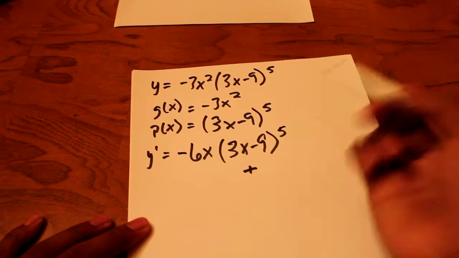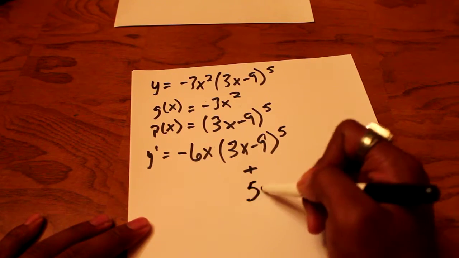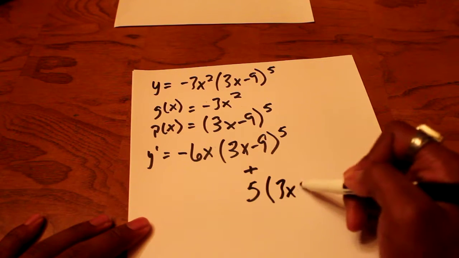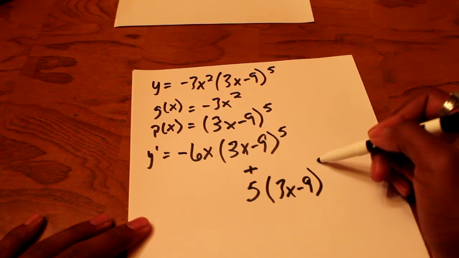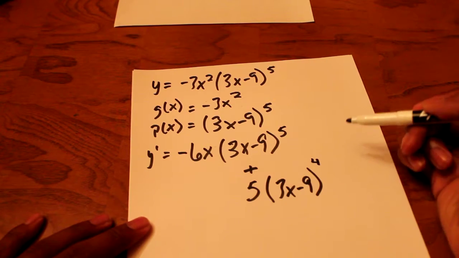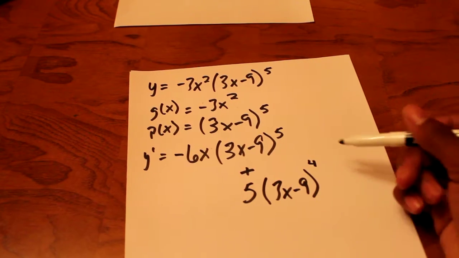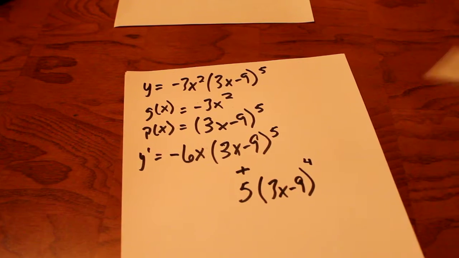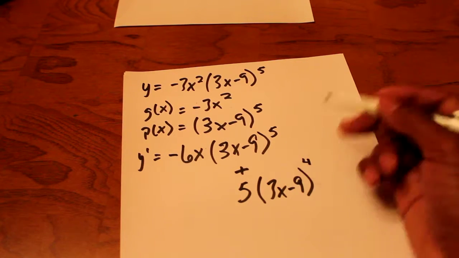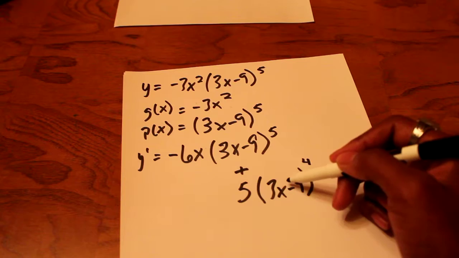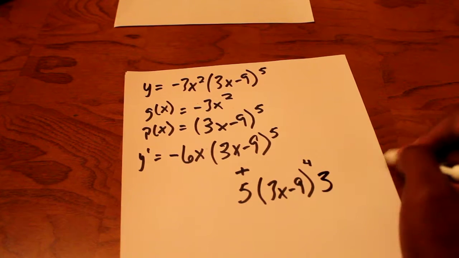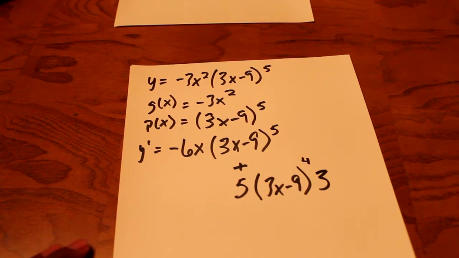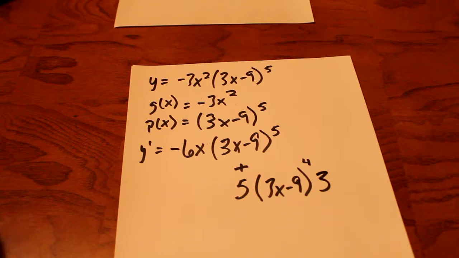So we're going to take the 5 and multiply it to the front, and we're going to subtract 1 from the 5, and it's going to go up there. And then we're going to take the derivative of the inside piece. The 9 just goes away, and you chain rule this, but since the exponent is a 1, it's going to just be 3. And that is the first derivative of the y function.